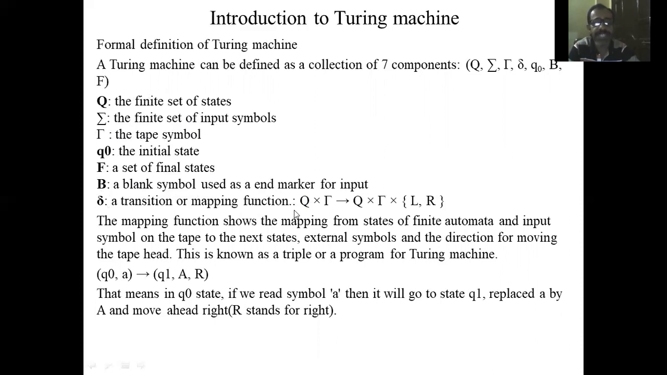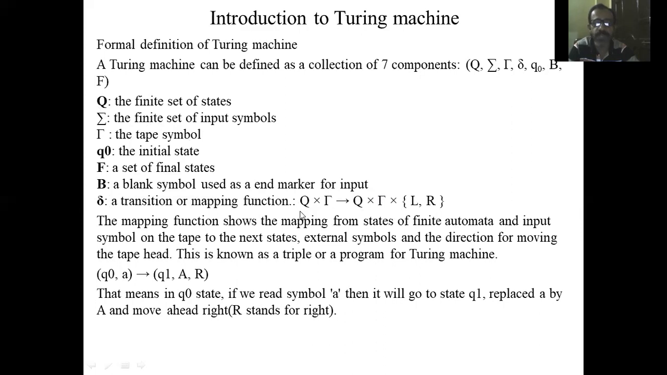And delta is the transition function. It takes a state and a symbol from the tape as input, and produces another state belonging to Q. The tape symbol is replaced with another symbol that is also placed on the tape, and the operation instructs the head to move either left or right. So it takes two inputs.